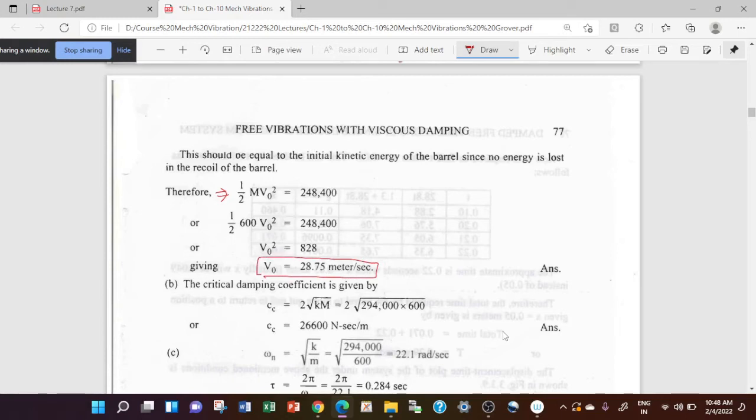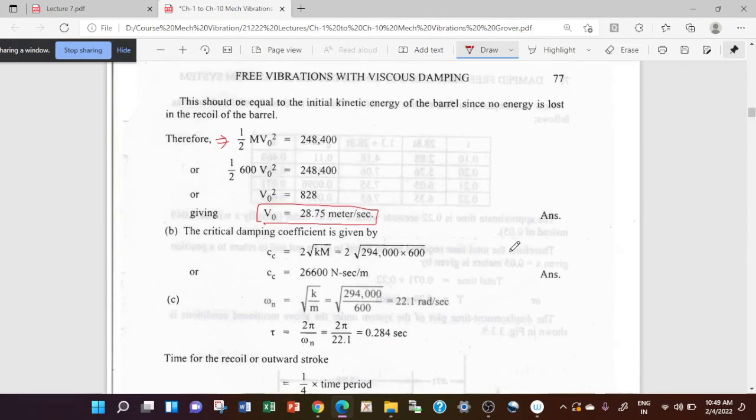Now suppose you fire the barrel. At the end of the stroke, your critical damper will be active. So you need to find the critical damping coefficient for this, and you know that the critical damping c_c is given by 2 square root of k m. It gives you the critical damping of the system.